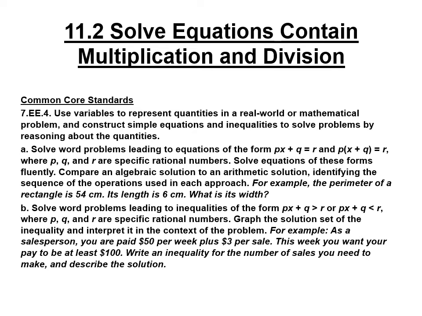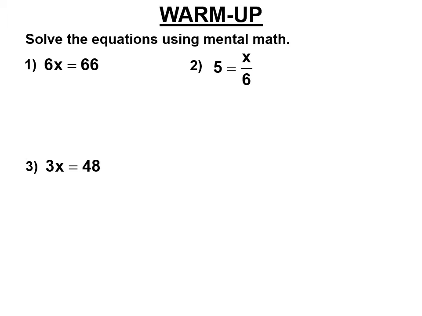So welcome to 11.2. In the last lesson, we used adding and subtracting to solve equations. Now we're going to use multiplying and dividing. So 6x equals 66. That's asking you 6 times blank equals 66. What is the only thing that could go in there? Well, we can do that in our head. It's 11. So we're going to say x is 11.